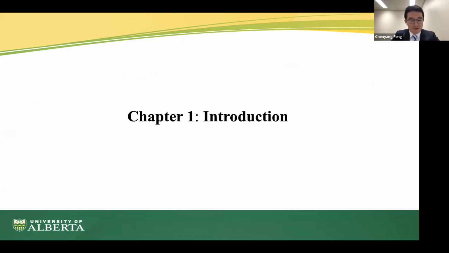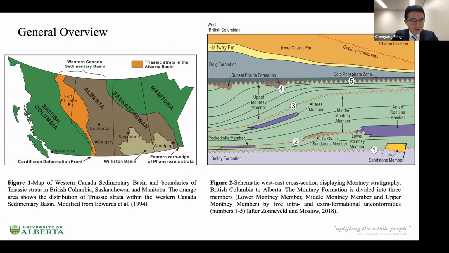First, let us have a general overview of the Montney formation and my target, the upper Montney member. The Lower Triassic Montney formation is in the Western Canada Sedimentary Basin across northeastern British Columbia and west central Alberta. 5 basin scale unconformities are identified to separate the Montney formation into 3 subdivisions. From the bottom to top is lower, middle, and upper Montney members.